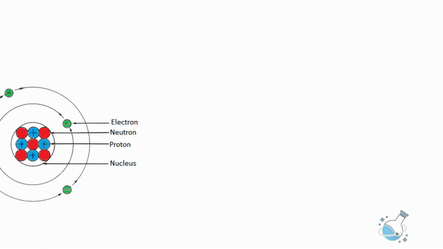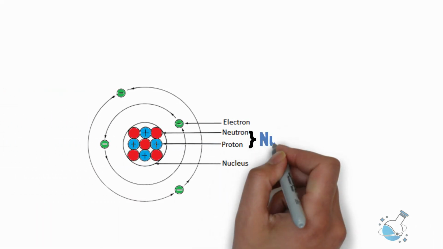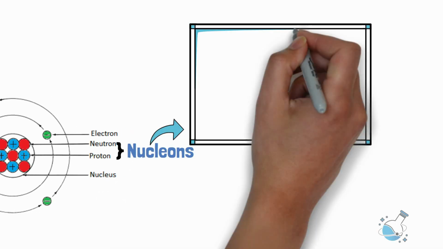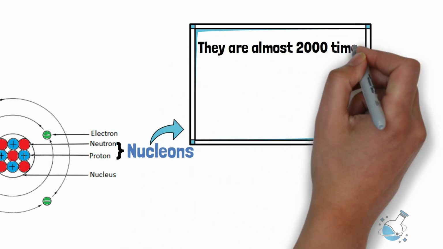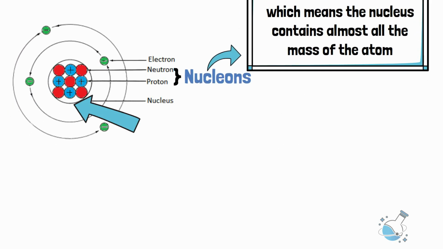The nucleus contains positively charged protons and neutral neutrons. Protons and neutrons are also called nucleons for this reason. They are almost 2,000 times heavier than an electron, which means the nucleus contains almost all the mass of the atom. Even so, the nucleus takes up almost no space.